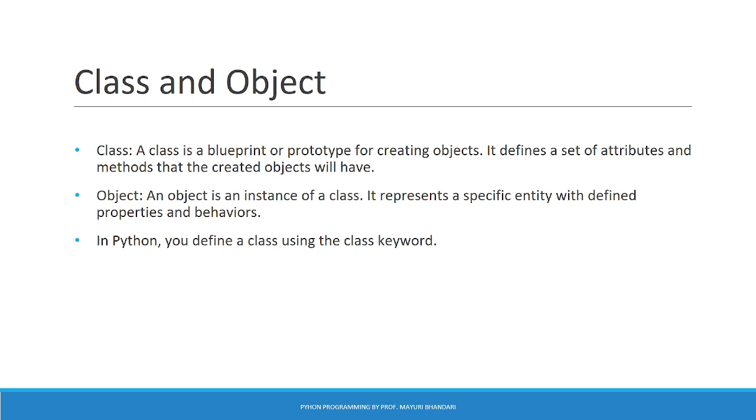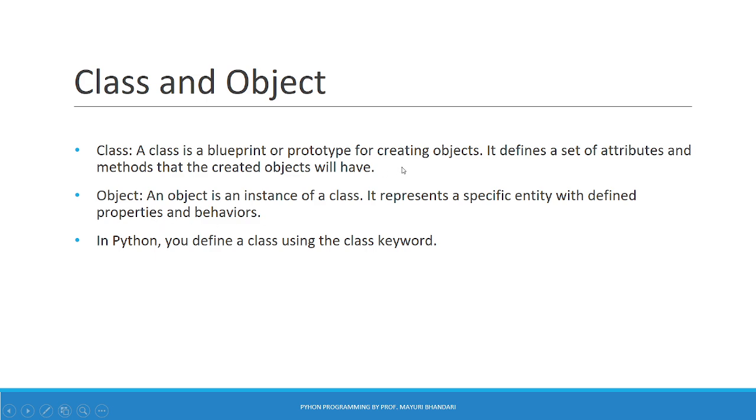So a class is just a blueprint, it is just a prototype, but when you create objects of that class you assign the values, that means you allocate the memory. So when you create a class, no memory is allocated, but when you create objects, then memory gets allocated. Okay, so an object is an instance of a class and it represents a specific entity with defined properties and behavior.